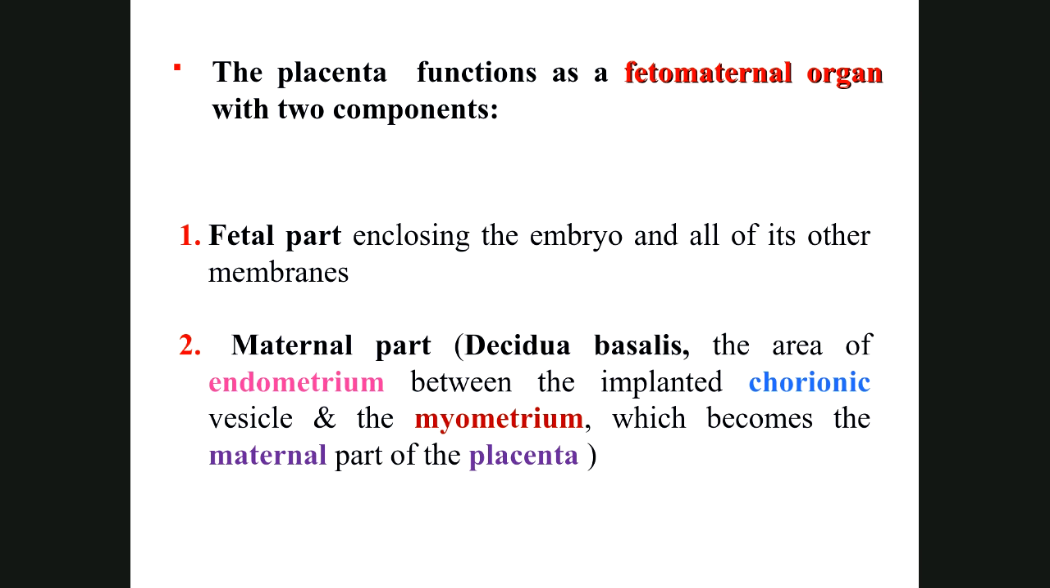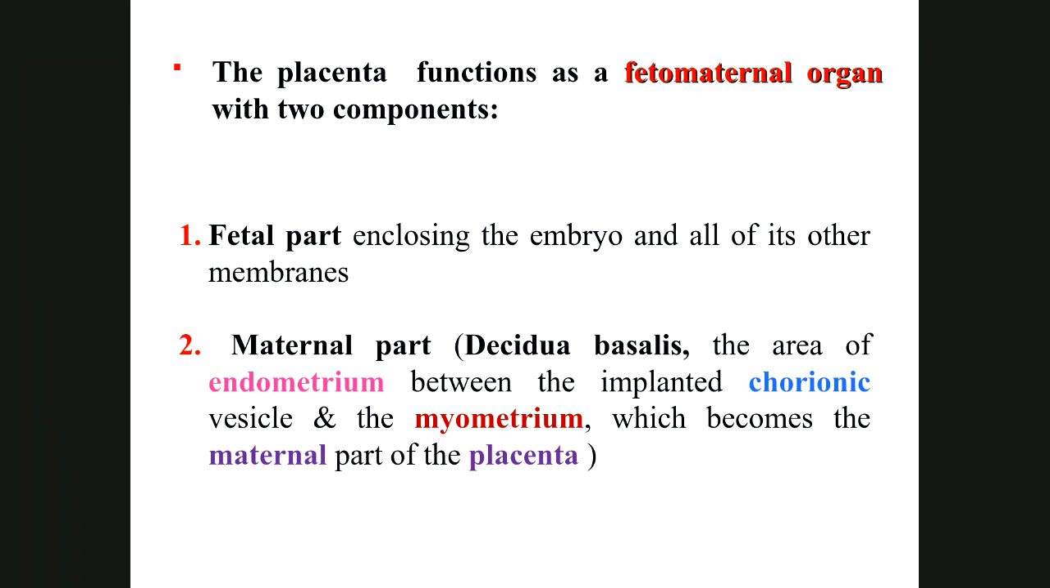Decidua means to shed. So if there is no fertilization, it is this part that gets shed during menstruation. So decidua means to shed. The part of the endometrium that undergoes the reaction, the glands increase and they become vacuolated, filled with glycogen and fat. Now this is called the decidua reaction, and the endometrium divides into decidua basalis, parietalis, and capsularis. In the later part of the slides, we are going to discuss this.